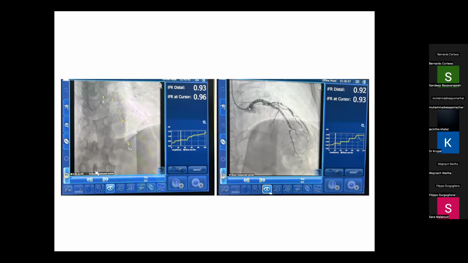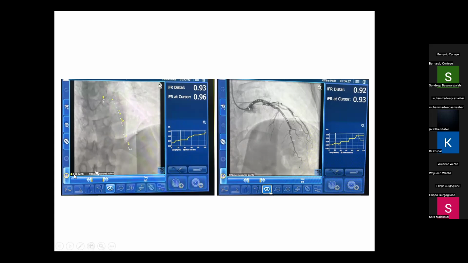So this is real patients. We can actually calculate the iFR at each point. This is a Volcano device. We can co-register and calculate the iFR at each point. And the yellow dot is for the jump in the iFR pressure.